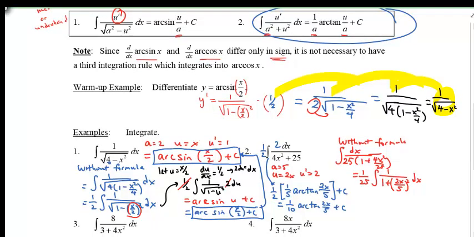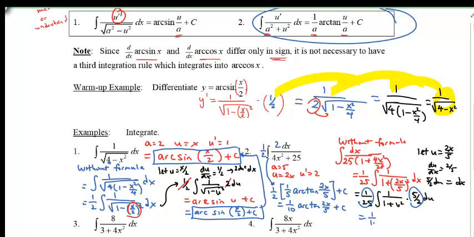And then once again, I hope you can see some u substitution happening here. Let u equal 2x over 5. du dx is just 2 over 5. So dx is 5 over 2 du. And then, by plugging in and making the substitutions, I have 1 over 1 plus u squared. And my dx now becomes 5 over 2 du. Notice that my 5 over 2 and 1/25 simplify into, you got it, 1/10.